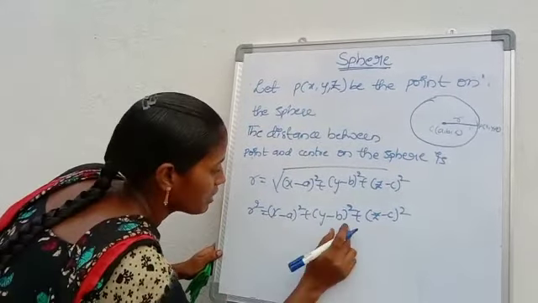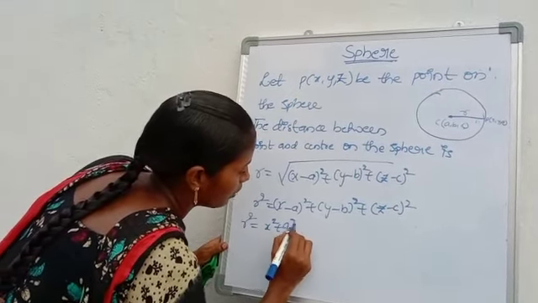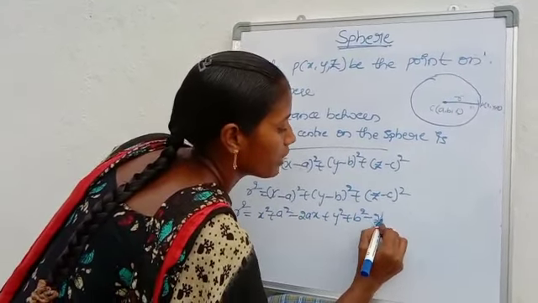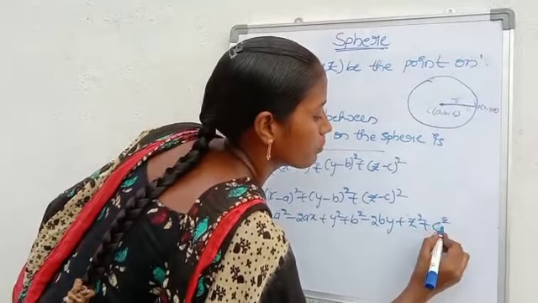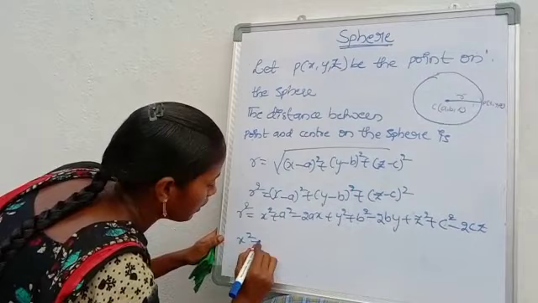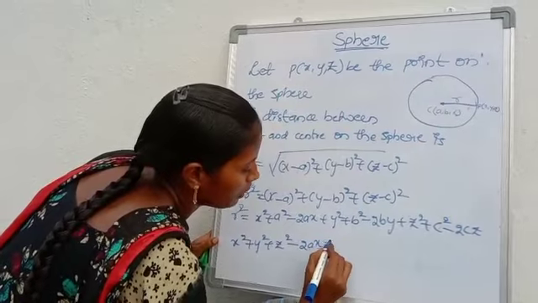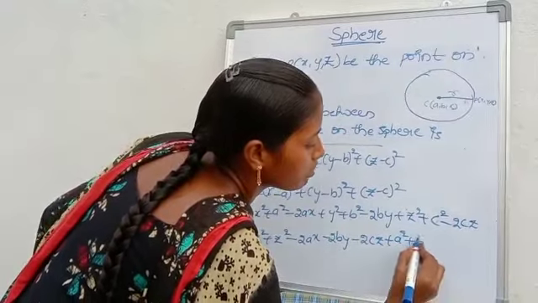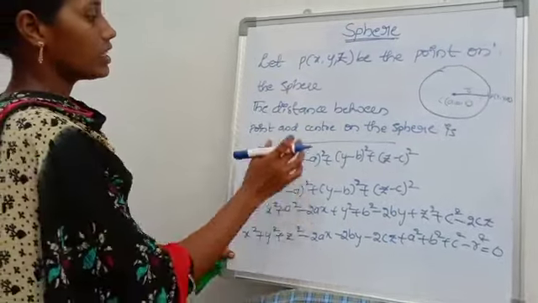From this equation, we get r square equals x square plus a square minus 2ax plus y square plus b square minus 2by plus z square plus c square minus 2cz. From this, x square plus y square plus z square minus 2ax minus 2by minus 2cz plus a square plus b square plus c square minus r square equals 0, which is the equation of the sphere.